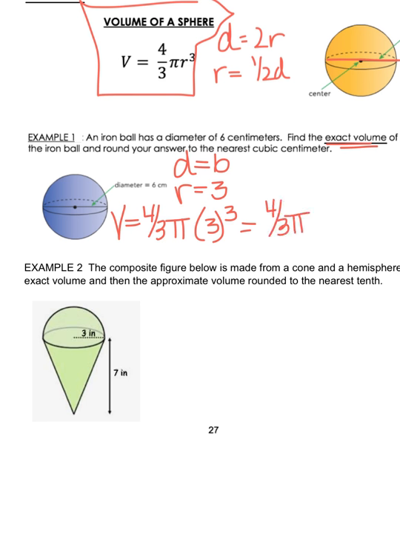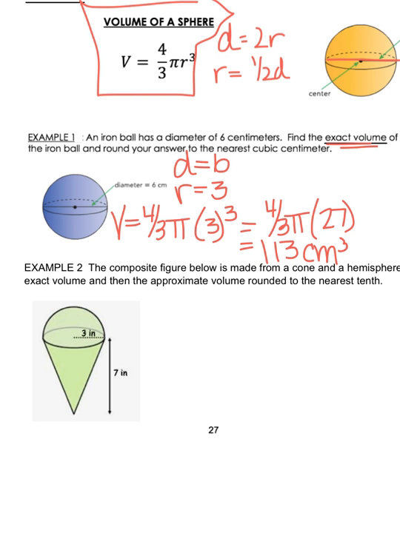When I simplify that, I have 4/3 pi times 27. So I'm going to put 4 divided by 3 into my calculator. 4 divided by 3 is 1.3333, goes on forever, times pi. And then I'm going to take that and multiply that by 27. So my answer rounded to the nearest cubic centimeter is 113 centimeters cubed.